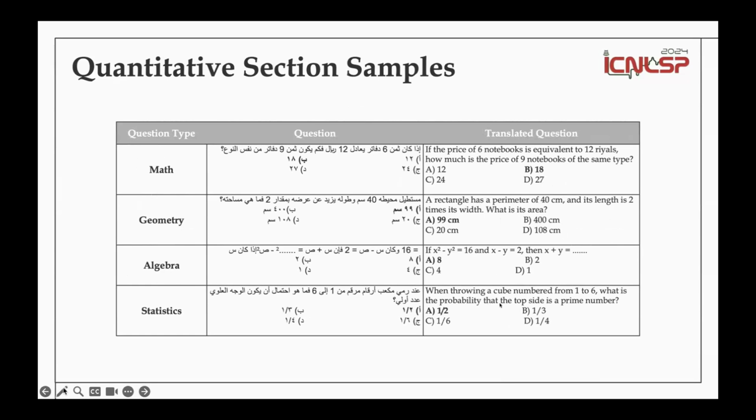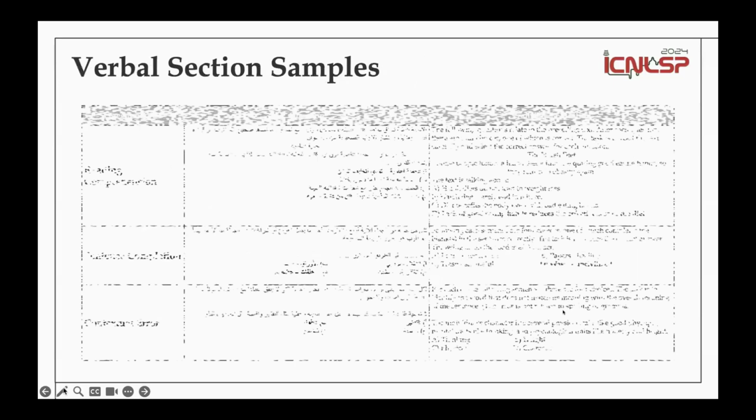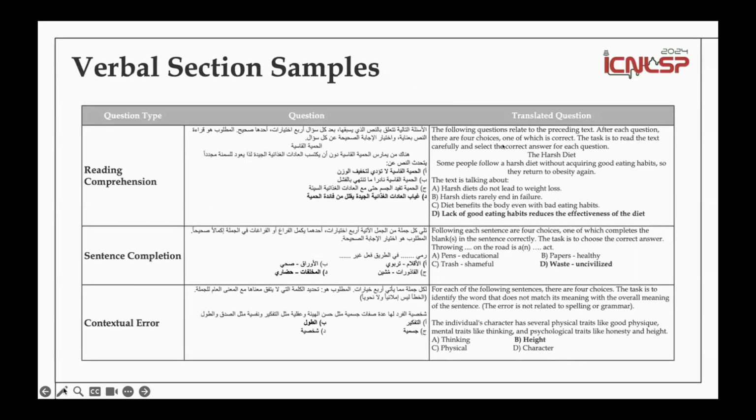And the statistical questions mainly revolve around probability theory. For the verbal section, you can see that the reading comprehension is quite long. So we have a passage and a question regarding this passage that the student needs to answer. For the sentence completion, we have empty words in the sentence. And for the contextual error, we have a sentence that contains a word that contradicts the meaning of the sentence. So the student needs to highlight this word and choose it.